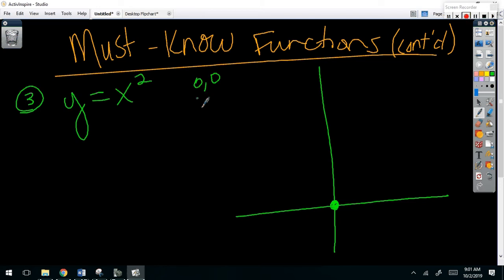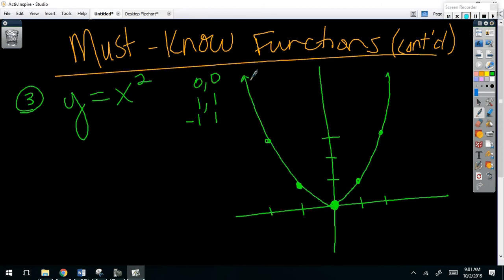If you plug in 1, what do you get? What is 1 squared? 1. If you plug in -1, what do you get? 1, right? So it's this nice little parabola. How about if I plugged in 2? You'd get 4, right? I get this nice parabola that rounds out on the bottom here. Well, it should round out at the bottom here.